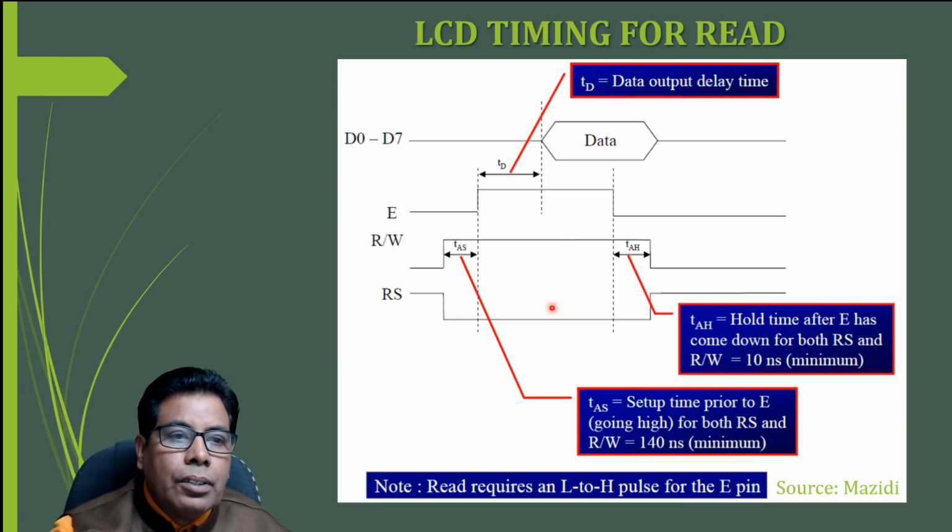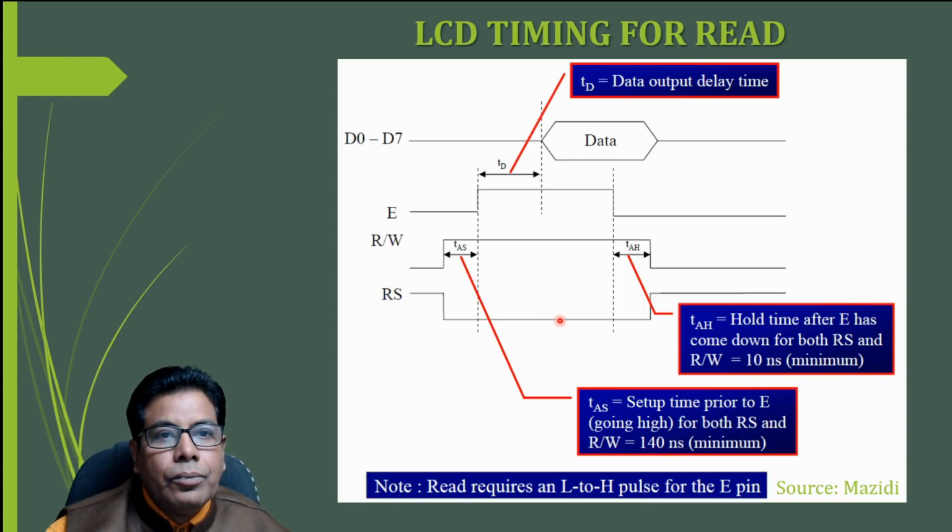So RS will be low for the command register. It is low for the command register, then only we can read the signal.